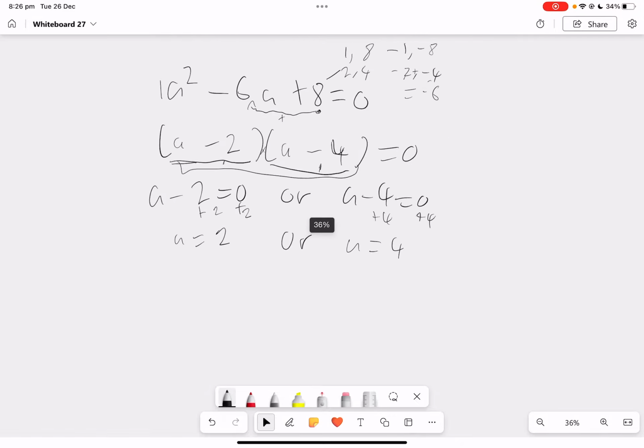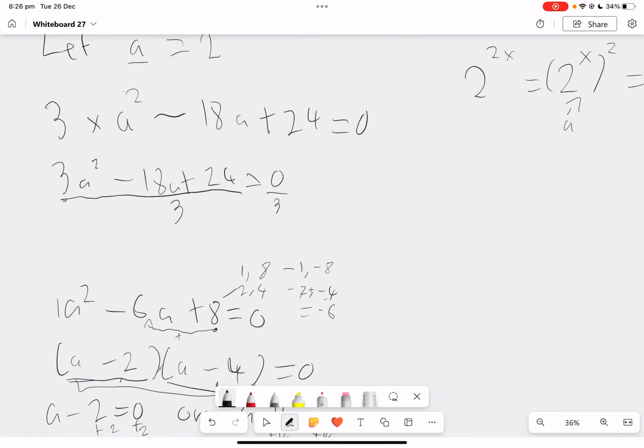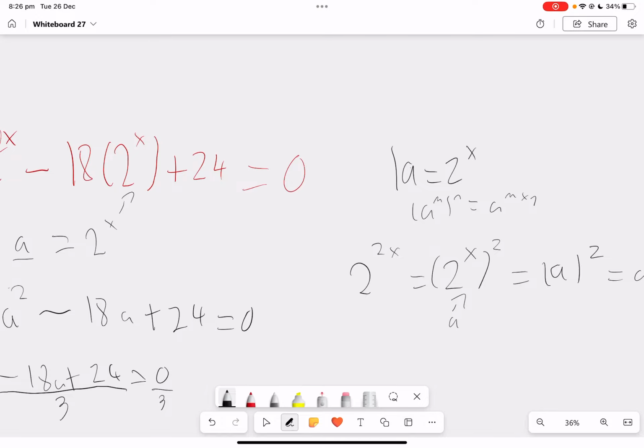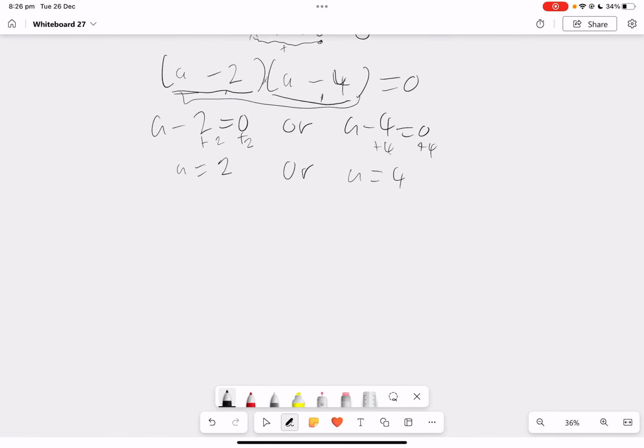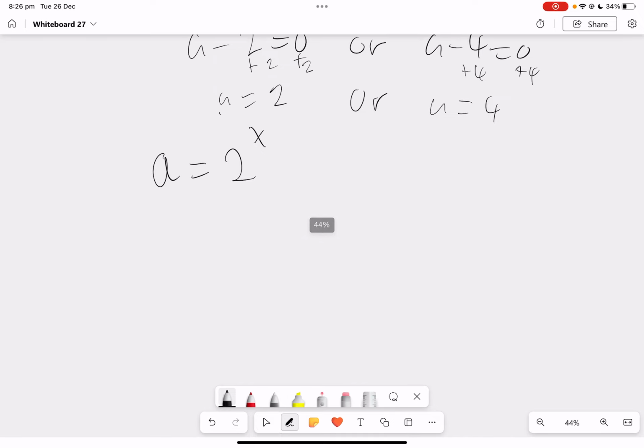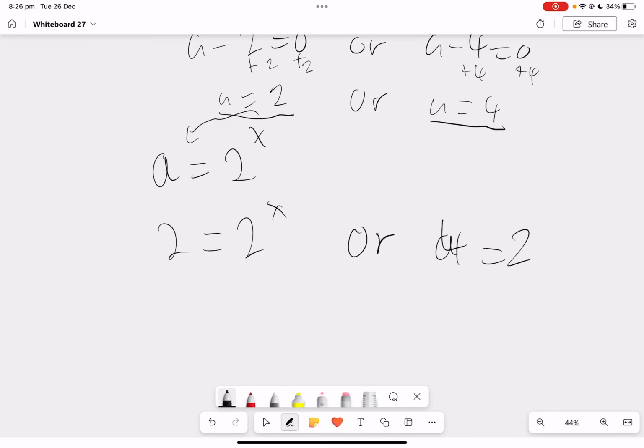Now we're not done yet. Remember, we set a substitution. A is equal to 2 to the power of x. So let's put that down here. A is equal to 2 to the power of x. Now we know our a values. A is equal to positive 2 and positive 4. So let's sub this back in to here. So 2 is equal to 2 to the power of x, or 4 is equal to 2 to the power of x.